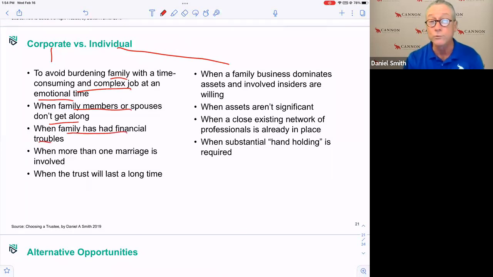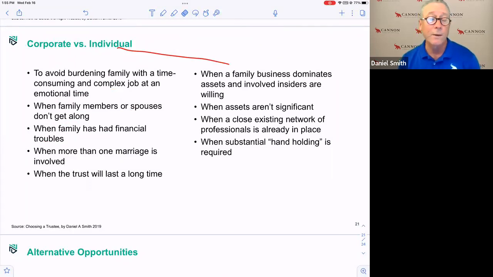Certainly when a family has had financial troubles, when you've had kids who've had IRS claims or debtor claims or businesses that haven't worked out, those kinds of things. Again, those kinds of things can cause all kinds of problems when I have power over somebody else's money. Certainly when there's multiple marriages, when the trust will last for a long time. Those are kind of the extreme, more obvious cases of that, but certainly times when I would want to lean strongly on the corporate trustee direction, as opposed to individuals.